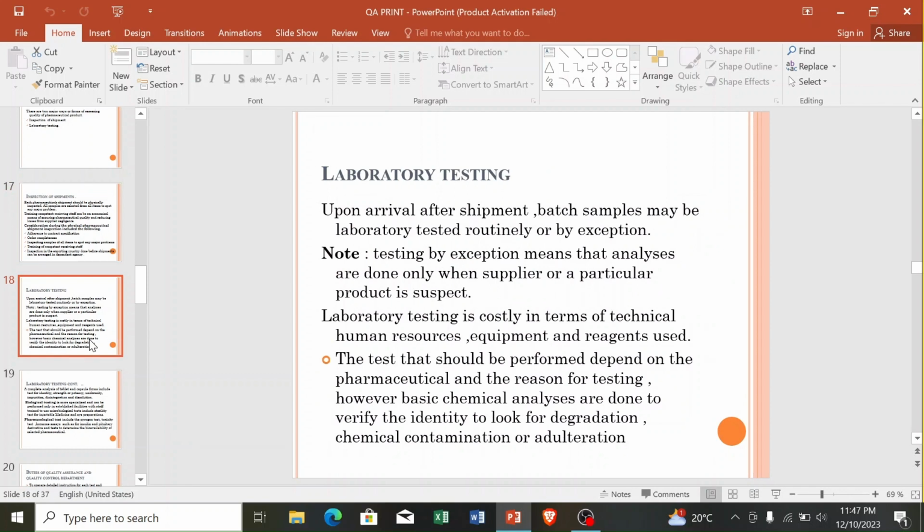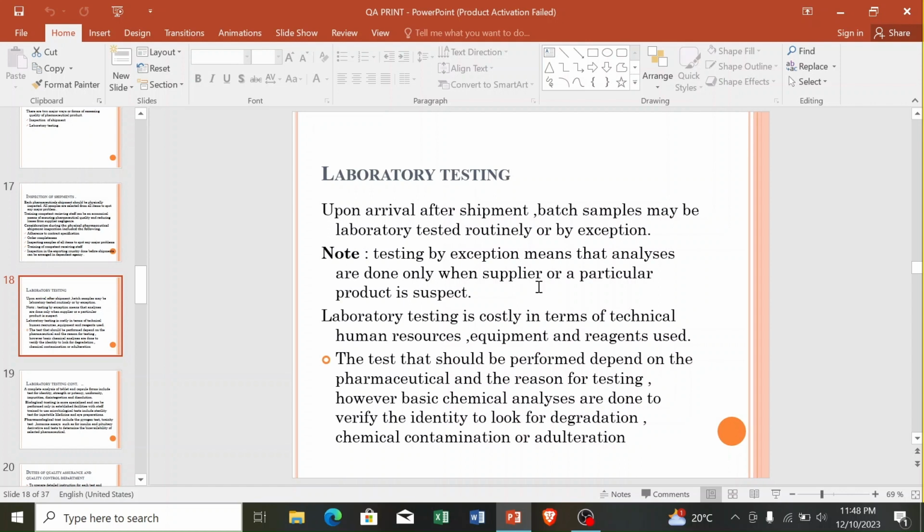And then the second one, we talked about laboratory testing upon arrival after shipment. Batch samples may be laboratory tested routinely or by exception. After you have inspected those other things, you're going to sample these products, and when you sample them, you are going to check expiries, you're going to check batch numbers, you're going to check a number of things. However, what we are much interested in here is testing. You are going to look for different parameters, which we did in the last session.